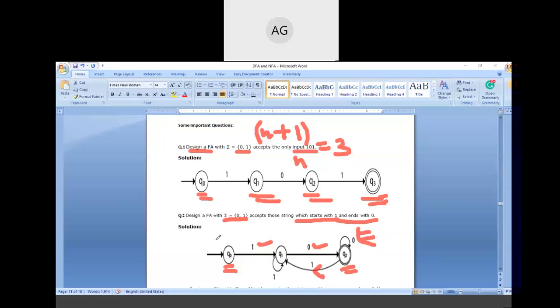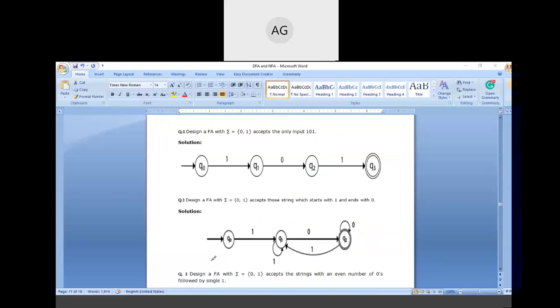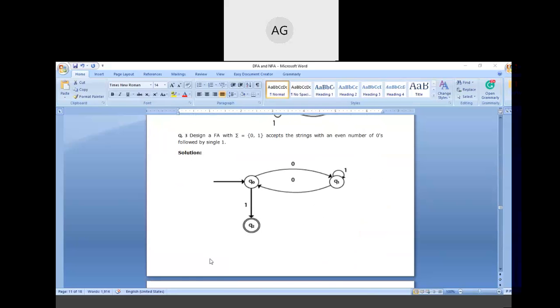Okay. Now we are proceeding to question number 3. Now we need to design a finite automata with inputs 0 and 1, which accepts the strings with an even number of zeros followed by a single 1. So here we need to design a finite automata according to the condition which accepts an even number of zeros followed by a single 1.